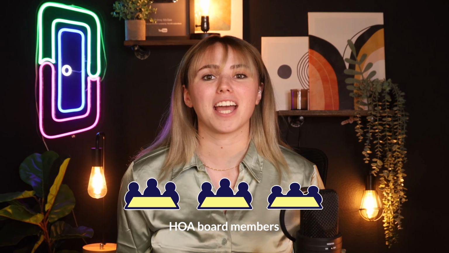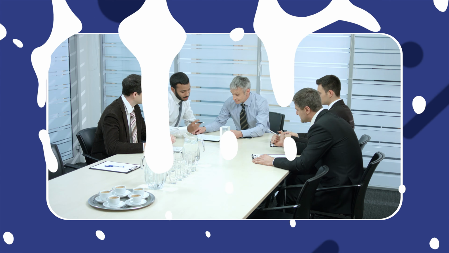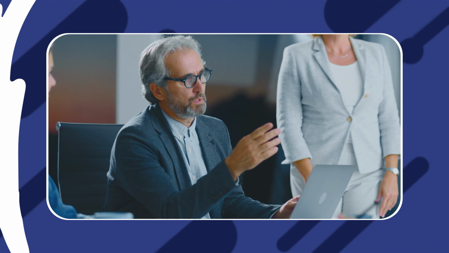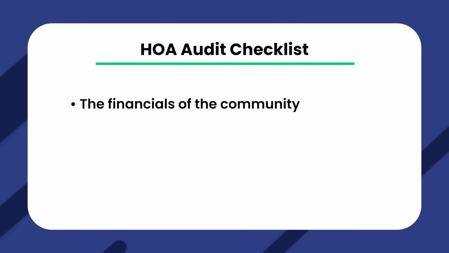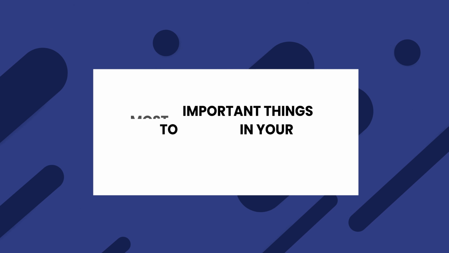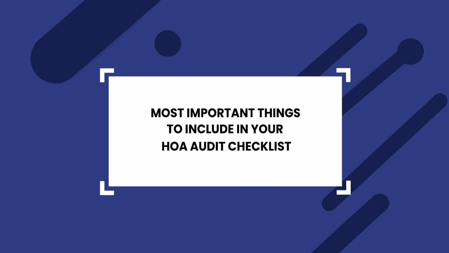If you're a member of a homeowners association or one of the HOA board members, there are many things that you need to make sure you're keeping up with. Since one of the main obligations of every HOA is to maintain the community in good condition, it's important to know what you're looking out for. These things could range from financials of the community, the cleanliness, or the overall environment. If you're not sure what to look out for or what an HOA audit is, we'll be going over everything in today's video.